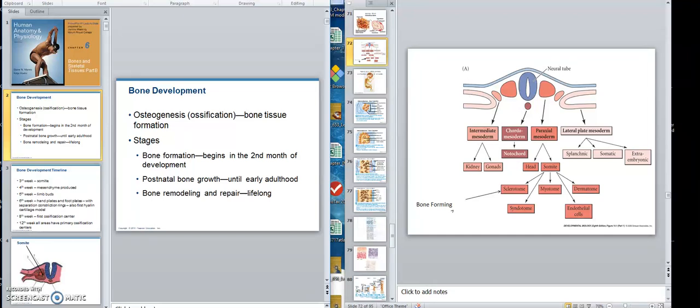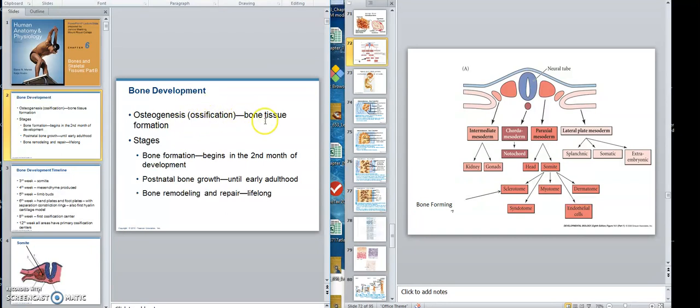Okay, students, we're still talking about bone. I have changed PowerPoints now from Bone 1 in my A&P 1 PowerPoint section to Bone 2. So I'm on Bone 2, and the subject now is going to be osteogenesis, which also means bone development. So let's see where we go with this.